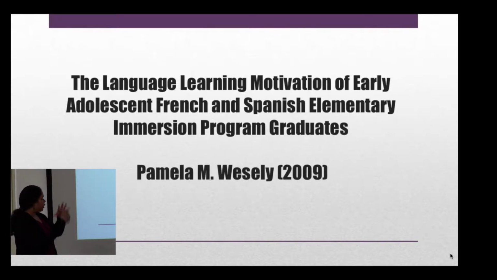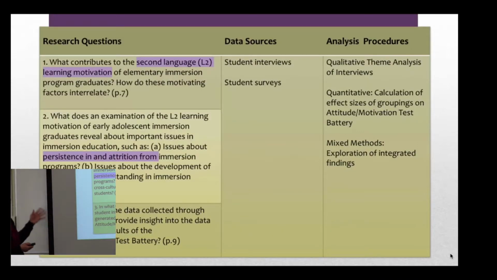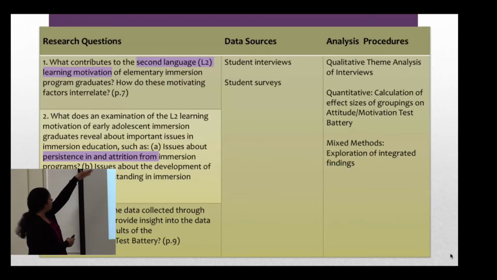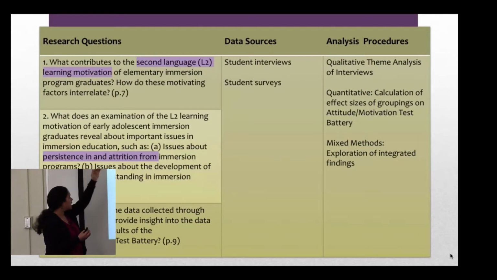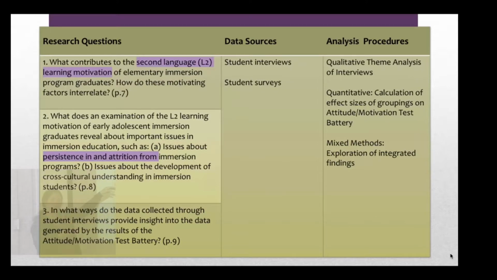Okay. So to give you an overview of what her study was about, she had three research questions. The first was about what the motivating factors are among these students. The second was, what does our understanding of the motivating factors tell us about two issues that we find in immersion programs? The first is persistence or attrition from immersion programs, and the second is students' cross-cultural understanding. And finally, the third question was about how she integrated these two findings together.